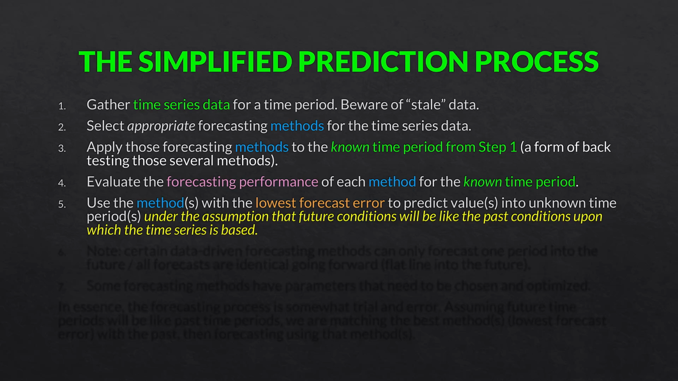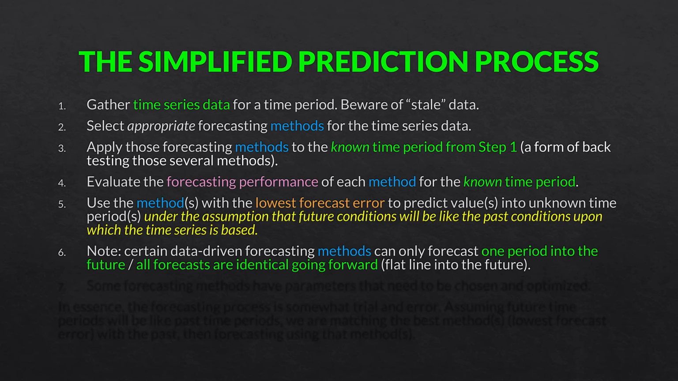And this next part is extremely important. Under the assumption that future conditions will be like the past conditions upon which the time series is based. So this is all in the context of the assumption that the conditions that were present when the data was collected in step 1 will be similar to future conditions. If something fundamental or large changes, then the forecast is not going to be very relevant and of course not very good.